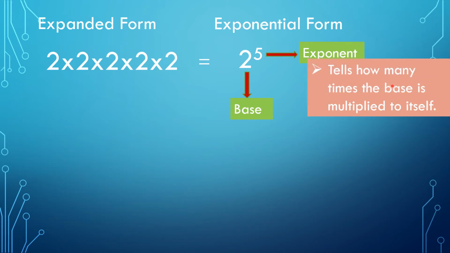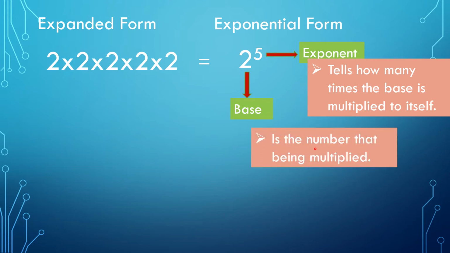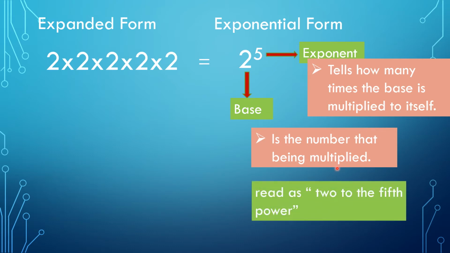Exponent tells how many times the base is multiplied to itself. So, if this is 5, it means you need to multiply the base 5 times. So, 1, 2, 3, 4, 5. And the base, that's the number that is being multiplied to itself. Now, again, you can read this as 2 to the 5th power.